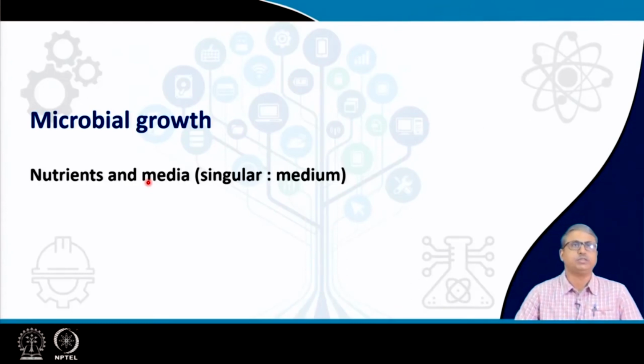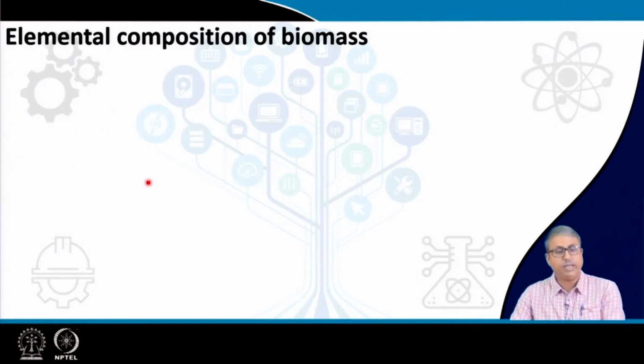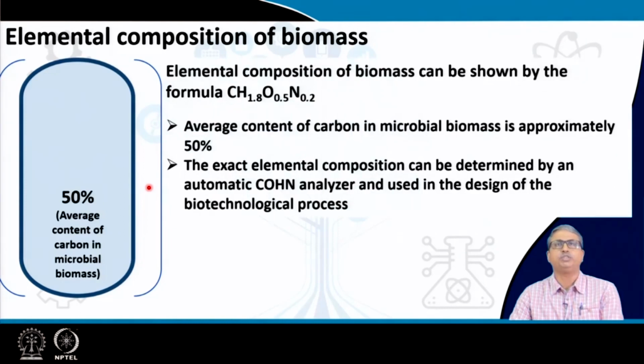Microbial growth, nutrients and media, elemental composition of the biomass. Now, as we can understand, elemental composition of biomass can be shown by the following formula, and the average content of carbon in microbial biomass is found to be quite high, approximately 50%.